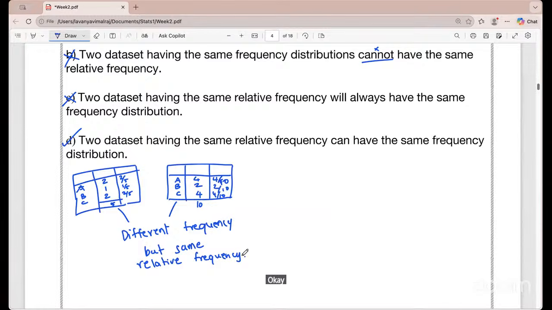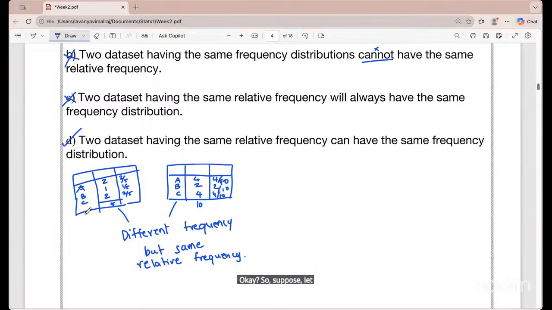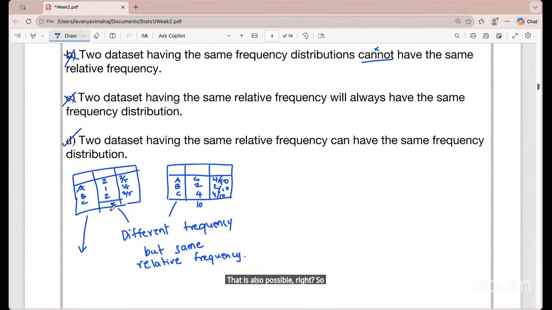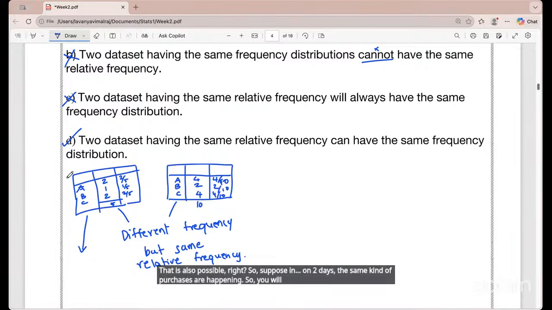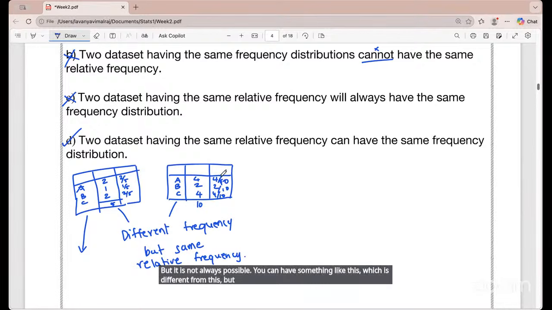Okay. So now let's come back here. Two data sets having the same relative frequency. Suppose the second data set is also the same, a similar data set. That is also possible, right? Suppose on 2 days the same kind of purchases are happening, so you will have the same kind of data set again. That is also possible, but it is not always so. You can have something different from this, but the relative frequency is the same.